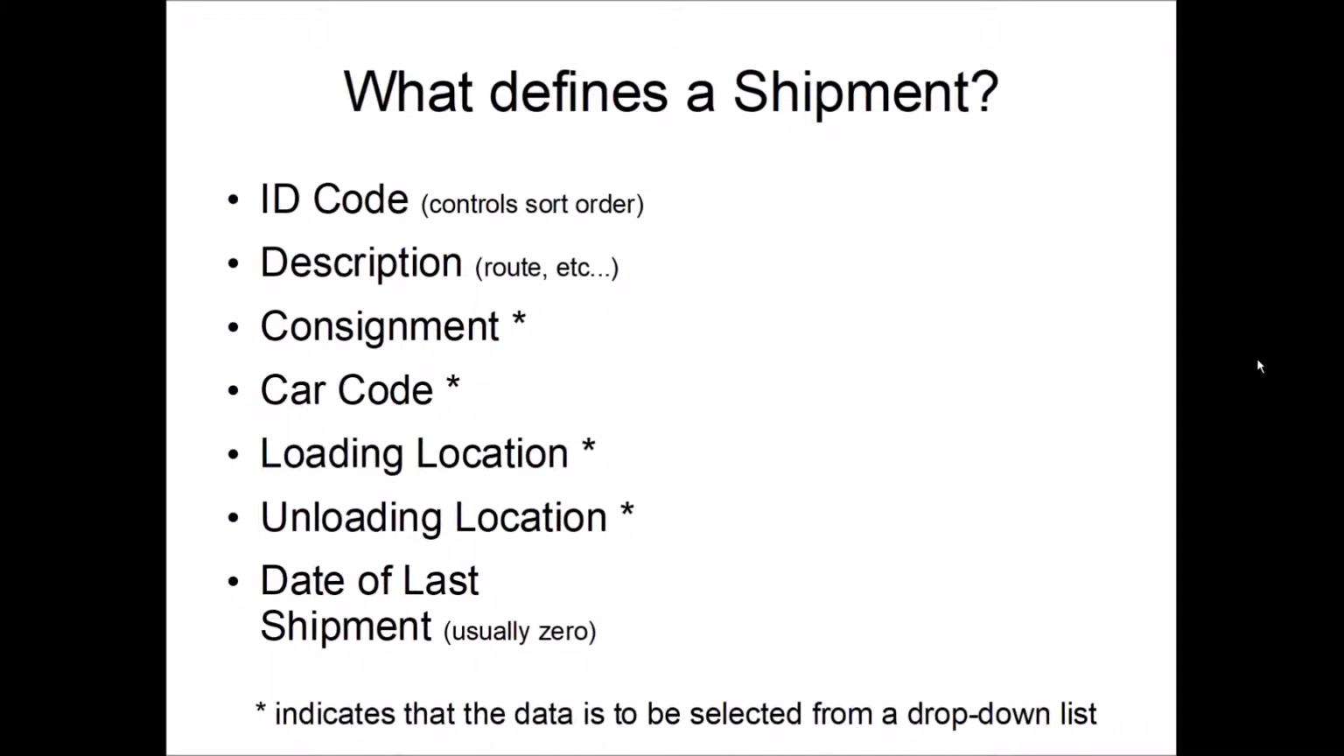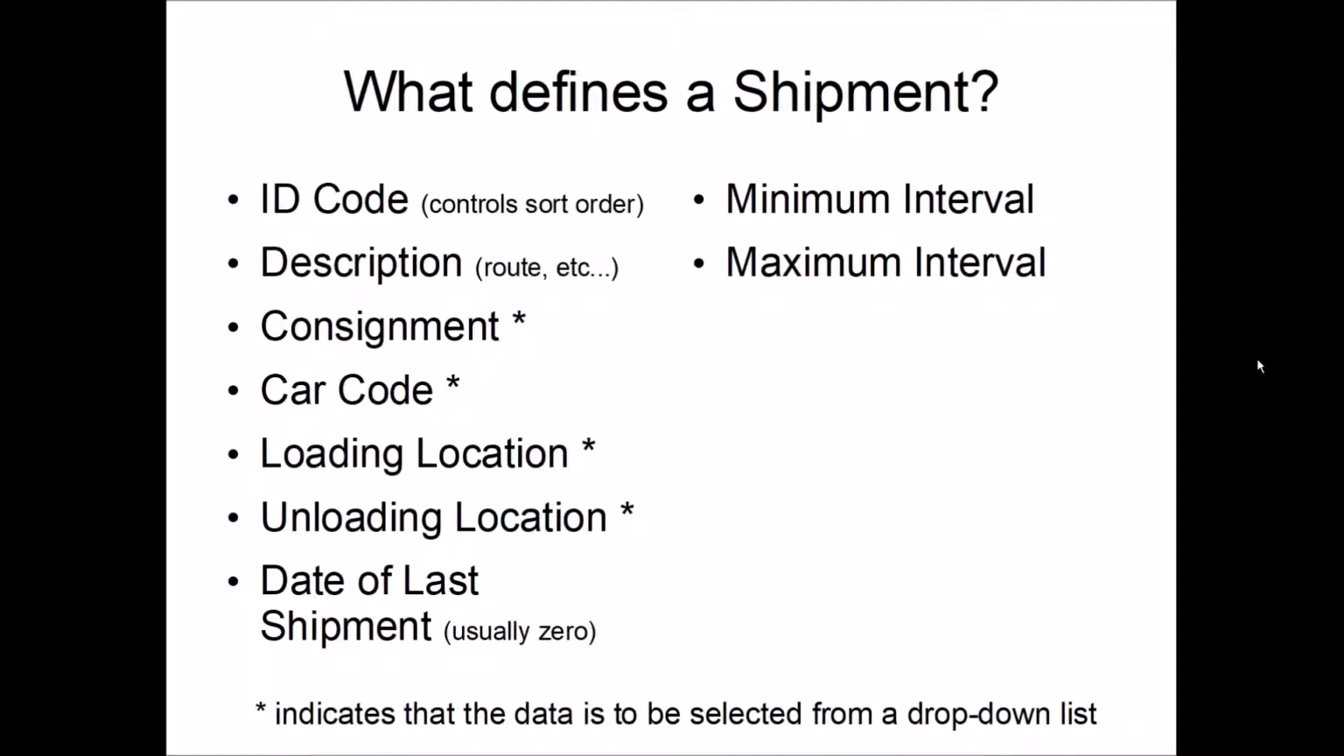The date of last shipment is normally 0, and we'll talk about that in a more advanced video further on down the line, but you can leave that at 0 for right now. The intervals, maximum and minimum, are the number of operating sessions that will occur between shipments. So if it's set to minimum of 1 and maximum of 2, that means that the shipments will take place either every operating session or every other operating session.